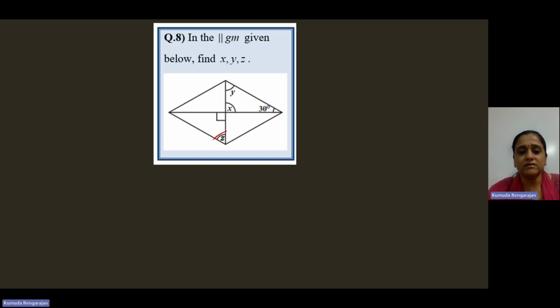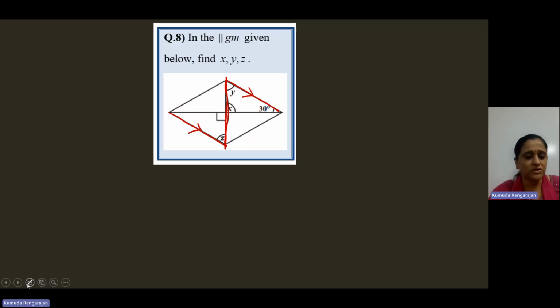Okay, so now Z. First, X is what, Harini? X is what? 90. Then how much is Y? 60. Now see here, these are the parallel lines. This one and this one are parallel because opposite sides of the parallelogram are parallel. These are the parallel lines and this diagonal is the transversal.